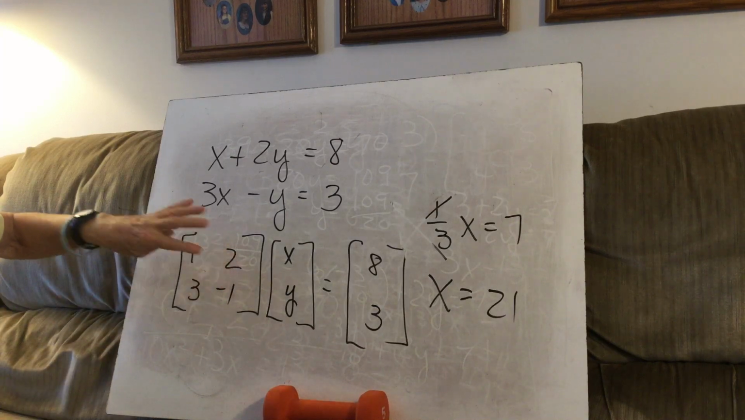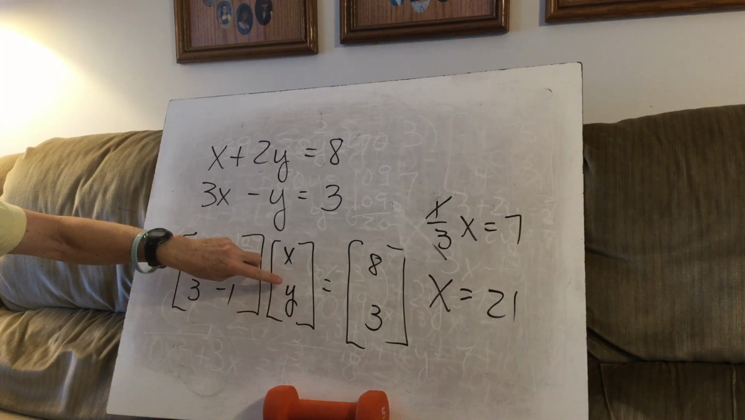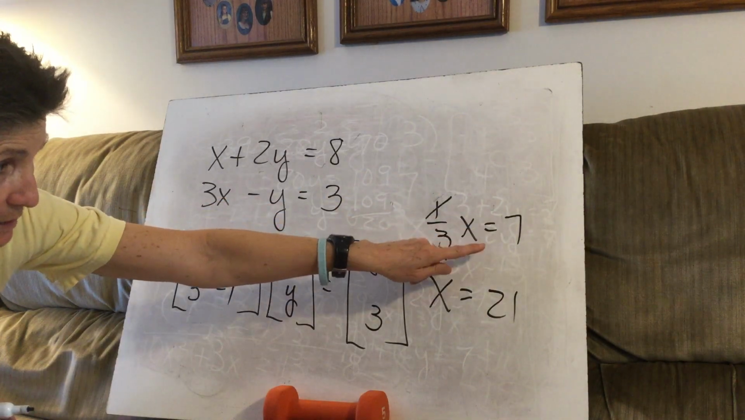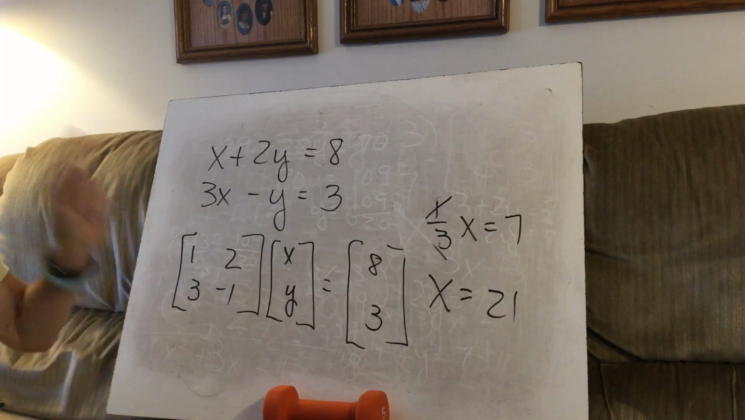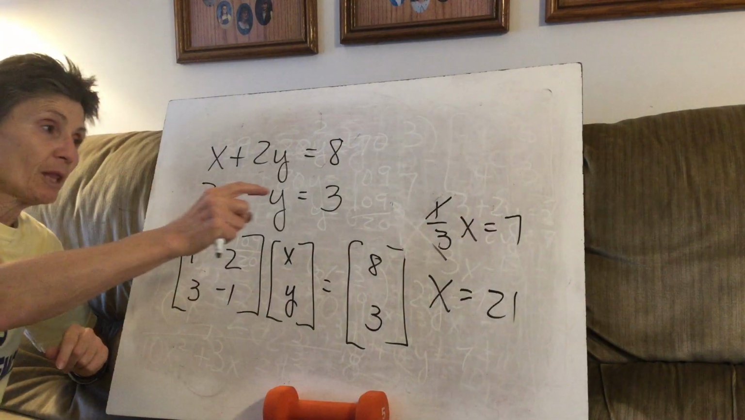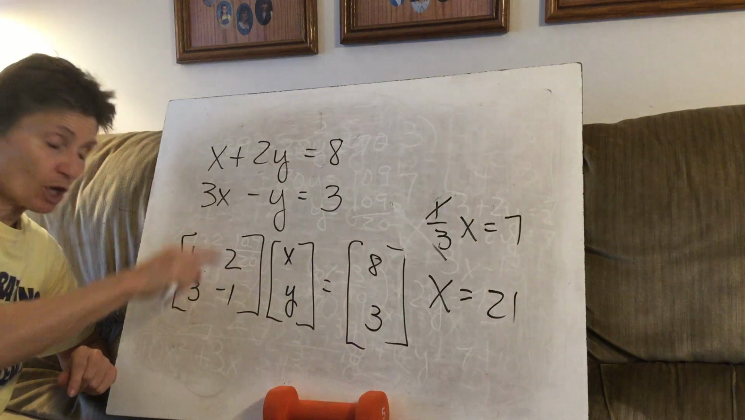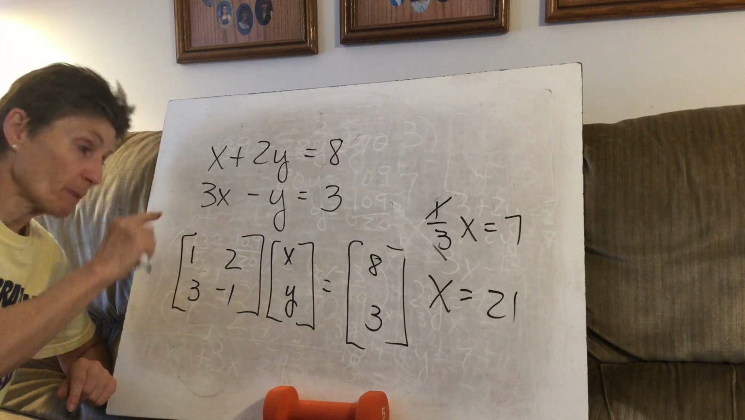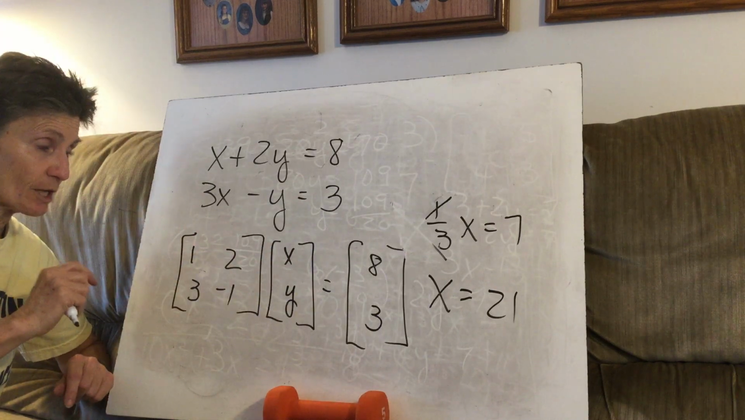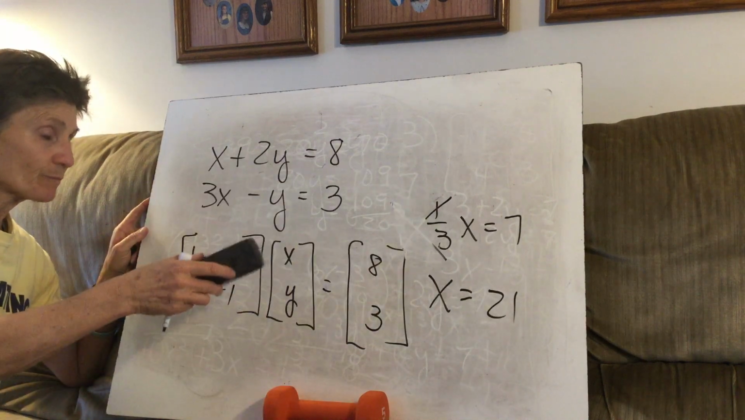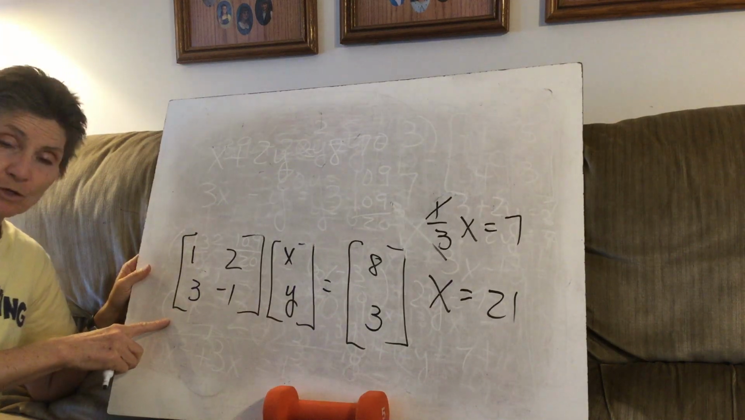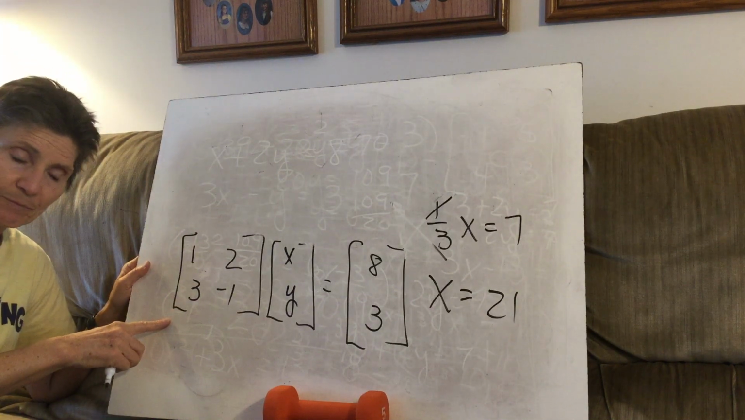So it's a coefficient times a variable equal to a number, just like this was. A coefficient times a variable equals a number. So to solve it, we multiplied by the inverse of the coefficient. So multiply both sides by the inverse of the coefficient. I'm going to erase my problem now. What I want you to do is find the inverse of the coefficient matrix.